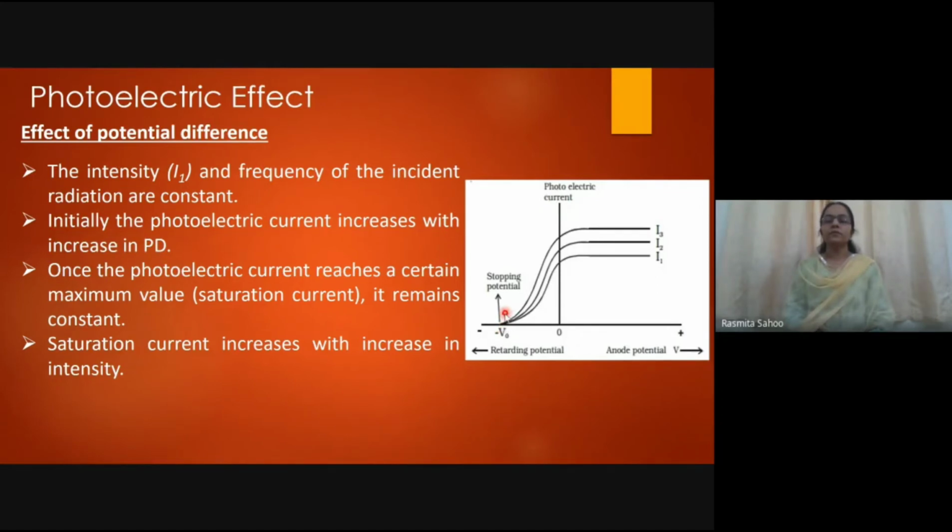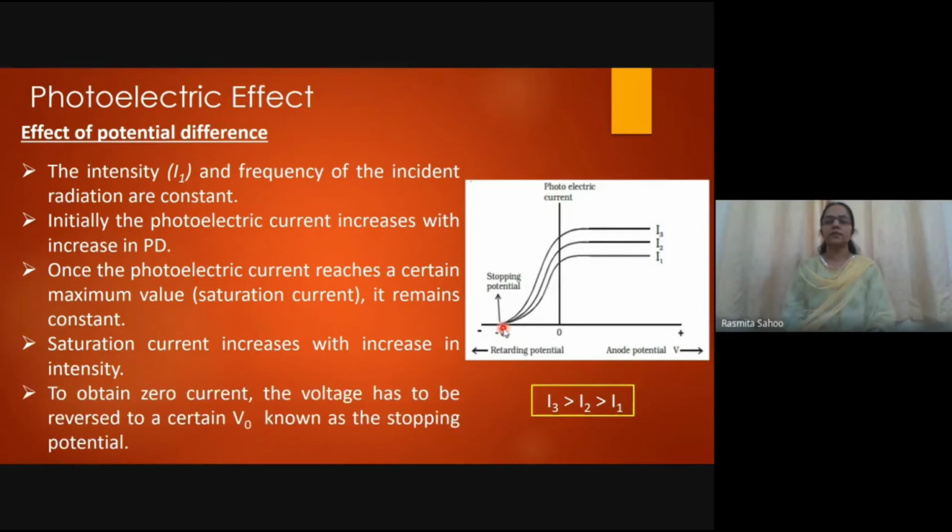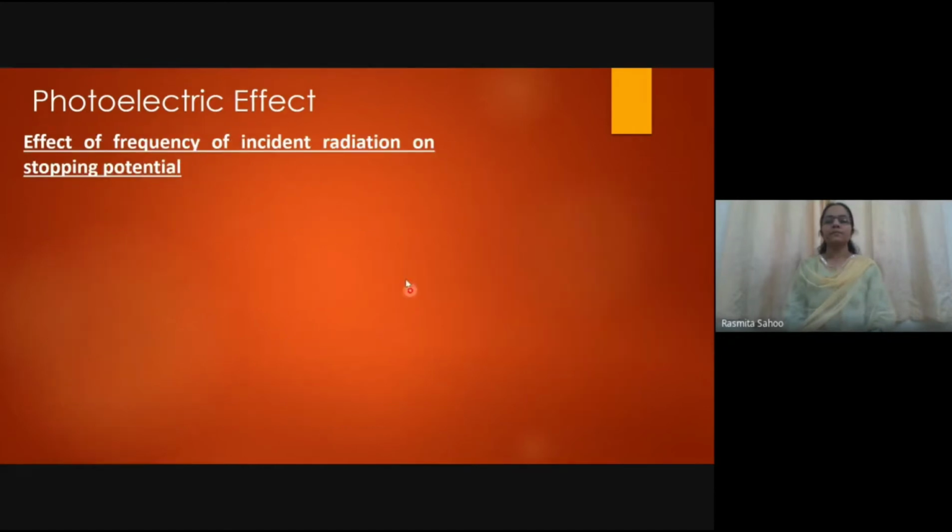Again they did it for I3, where I3 is greater than I2 and I2 is greater than I1. As the intensity is increasing, the saturation current value is increasing, but the stopping potential value remains constant for all the intensities. To obtain that 0 current, the voltage has to be reversed to a certain V0, known as the stopping potential.